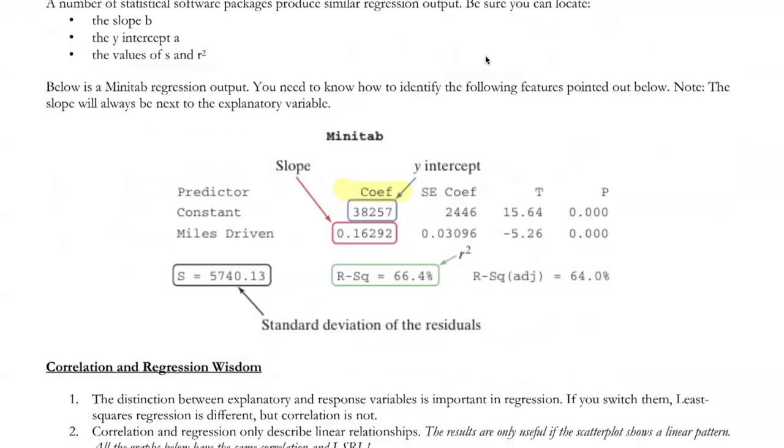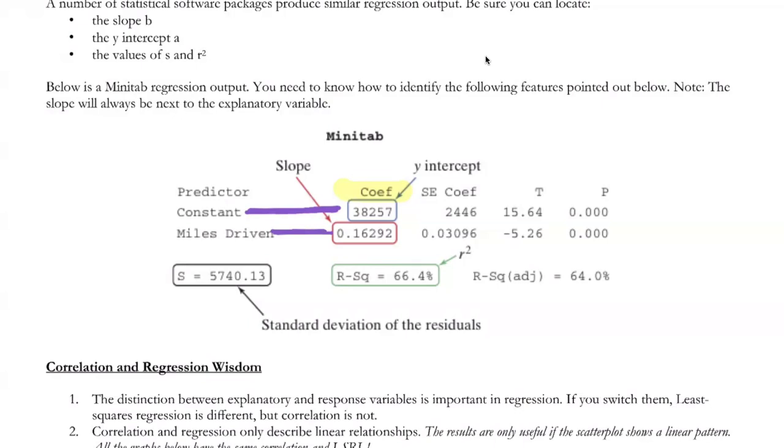And so down here, your constant, right? That's always going to be a constant, right? Is not attached to any variable. So that's your y-intercept. That's your a value. Okay. And then your slope is always attached to whatever explanatory variable that you have, right? So this is b. So that's kind of how I remember which is which when I'm looking at this.